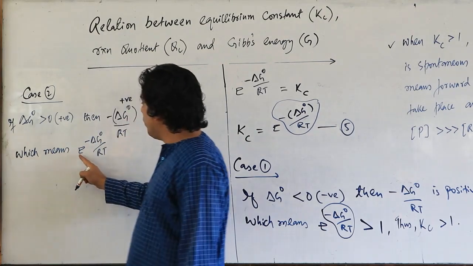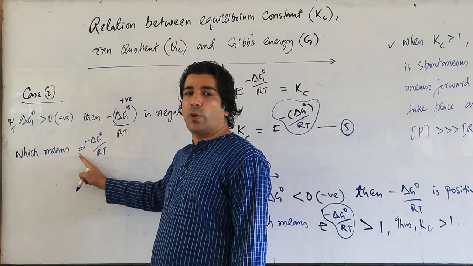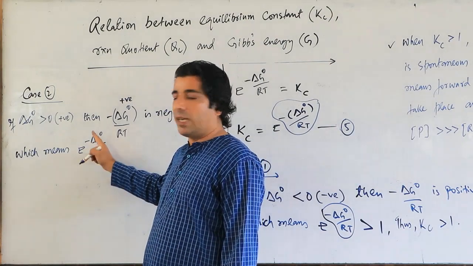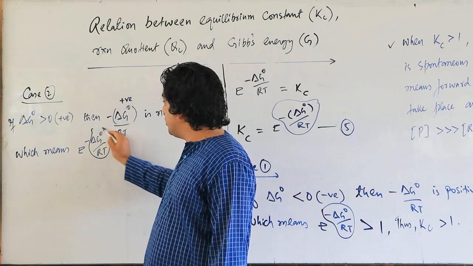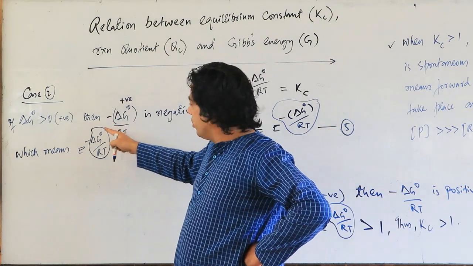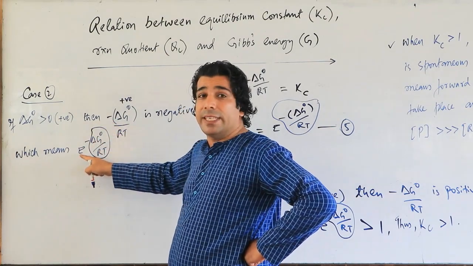You know the value of e. e is equal to 2.7, Euler's base. So 2.7 will have which power now? Because this entire expression is negative now, because positive into negative is negative only. So this expression is negative, so e will have a negative power.